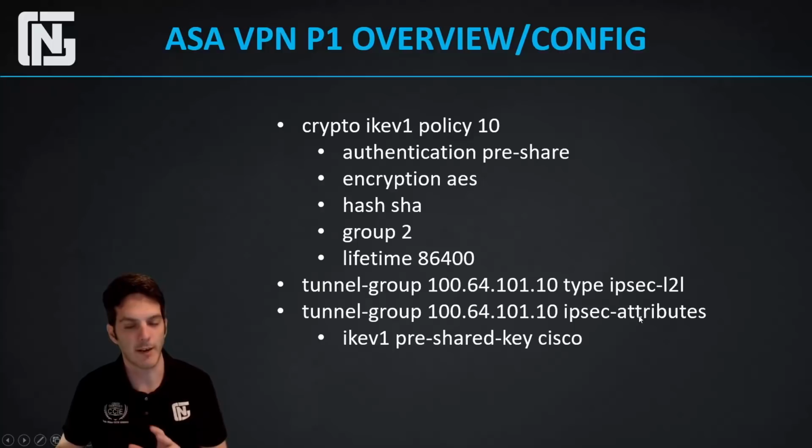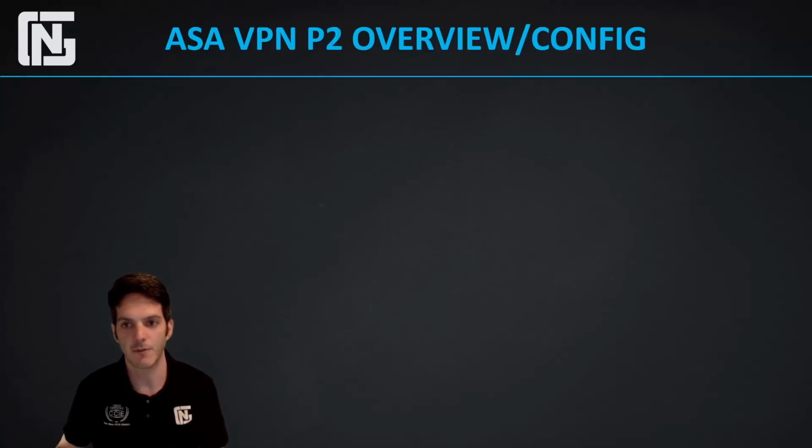The next step is the IPsec attributes, and we're keeping this very vanilla, very basic. All we have to do is say IKEv1 pre-shared key Cisco. The pre-shared keys between the router and the ASA need to be exactly the same, so that they can authenticate each other and decrypt everything that's going on.